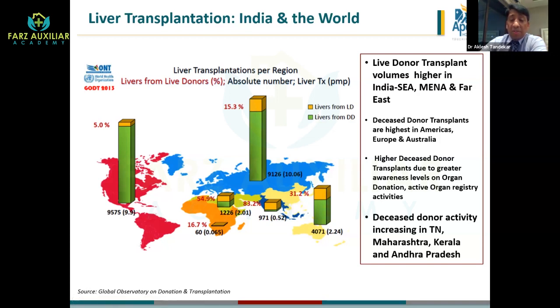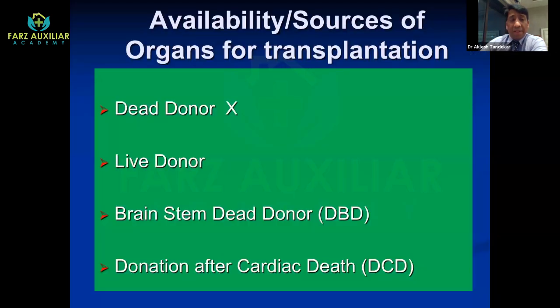They have an active organ donor registry, and they have a lot of organ donation awareness programs in place. And now in India, there are different states where organ donor activity has increased: Tamil Nadu, Maharashtra, Karnataka, and Andhra Pradesh. In these states, organ donations have increased, mainly because of increased awareness.